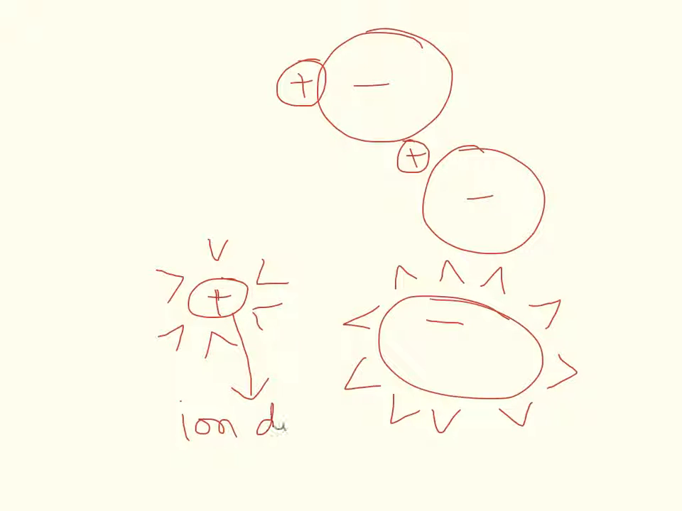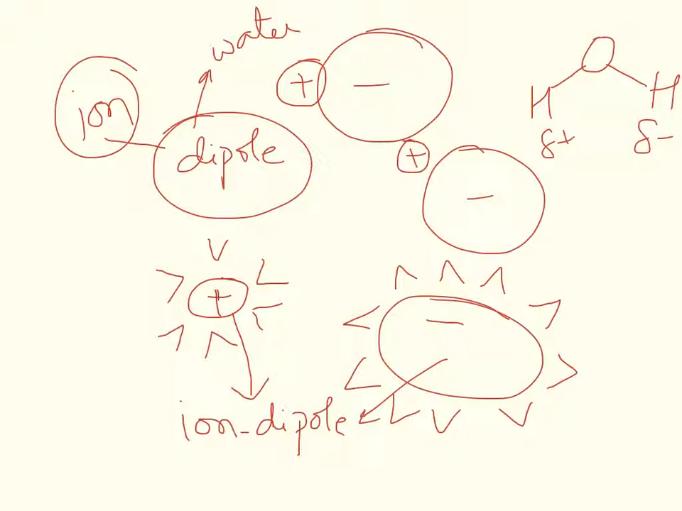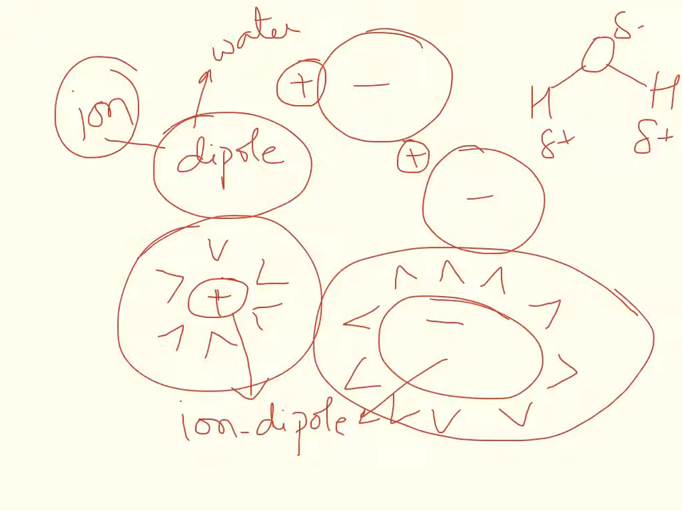This is an ion dipole interaction. Why do we call this an ion dipole interaction? Because an ion is interacting with a dipole. What's the dipole in this case? In this case, the dipole is water. Water is a dipole because water is a polar molecule. The hydrogen has a partial positive and oxygen has a partial negative. So this interaction is known as ion dipole interaction.